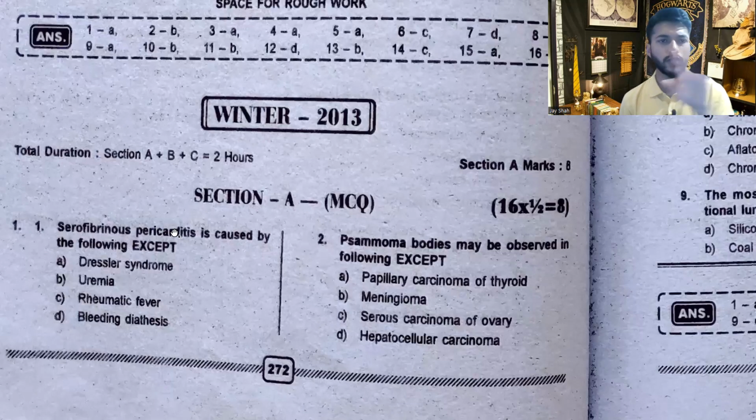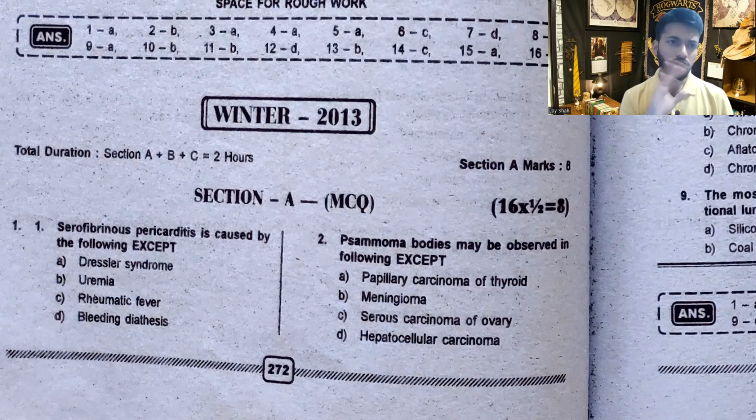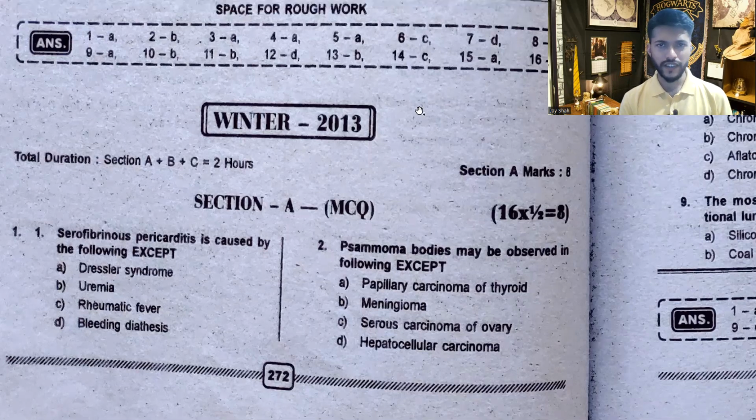Serofibrinous pericarditis, see, there are two types of pericarditis. Serofibrinous and hemorrhagic. Hemorrhagic in which condition? When you have a deficiency of clotting factors, so the answer is bleeding diathesis. In that, hemorrhagic will be there. Dressler's, uremia, rheumatic, all of them are serofibrinous. So if you carefully observe the pattern, in every 20 or 16 questions, there are at least 2 questions which you are not expected to know. It's like a fluke. If you get to know, it's good. If not, it's still manageable. So that's the reason I am telling you these. I don't want you to lose marks there.